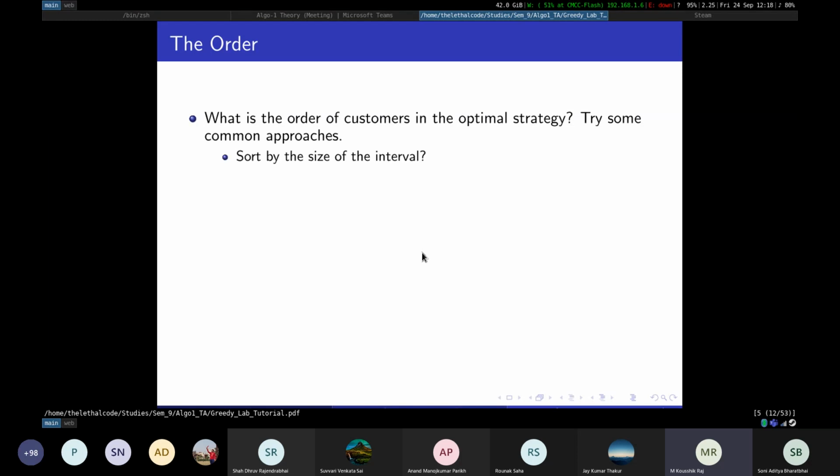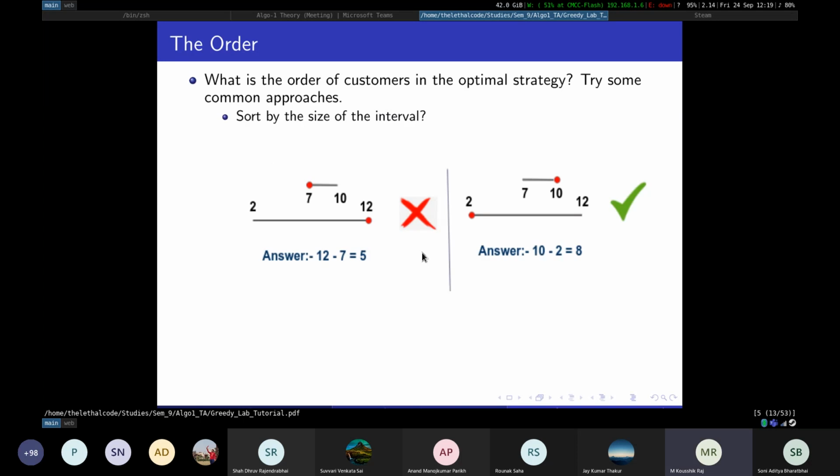So first, let's see one. Sort by the size of the interval. Will this work? Take this example. If we sort by the size of the interval, that means the first customer has to be the one with the lowest interval margin. One of the best possible ways to allot is at the earliest position, because the customer at 7 to 10 is the first customer. So we allot the timing as early as possible, at 7, and for the second customer, we allot as late as possible, and that is 12. According to our strategy, this will be the optimal solution.